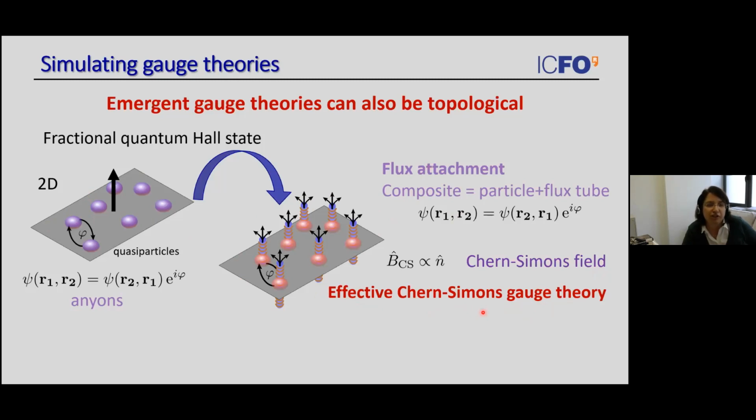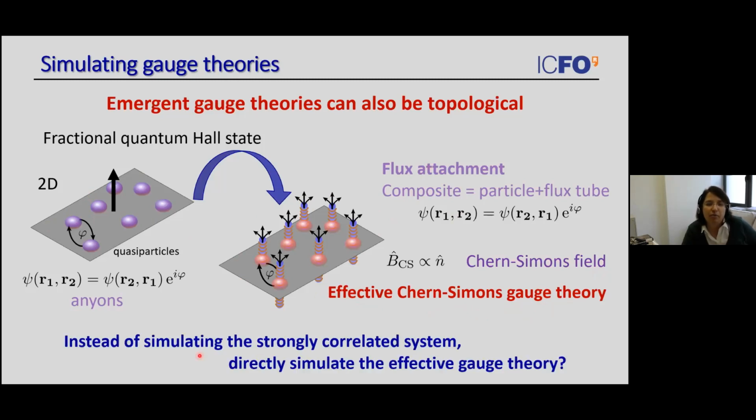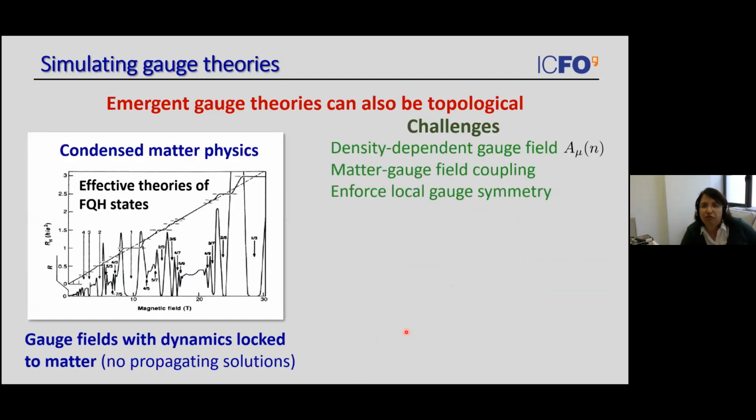And now what we wonder is whether with quantum gases, instead of maybe simulating the strongly correlated system that might be hard to do in the lab, can we just directly simulate this effective gauge theory and learn physics from that? Okay, so if you want to do that, what are the requirements? It's maybe a bit less challenging than to have gauge particles and matter particles, but there are still quite some tricky things to sort out. You need to make a density-dependent gauge field, like this Chern-Simons field that was proportional to density before. You need to have matter-gauge field coupling, and you need to enforce this local gauge symmetry.